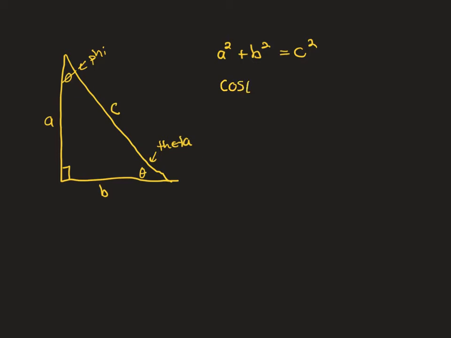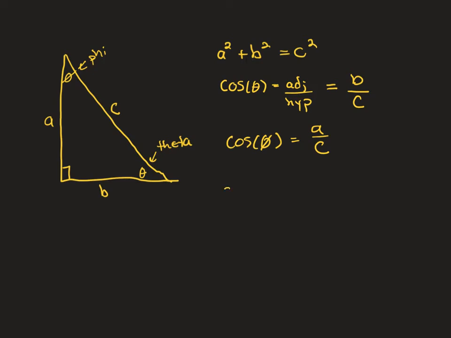Cosine of an angle is equal to adjacent over hypotenuse. So for the angle theta, the adjacent side would be b and the hypotenuse is c. However, if we want to do the cosine of phi, the adjacent side would be a and the hypotenuse would still be c. The definition of cosine means that we're not always using the same side divided by the hypotenuse. It depends upon what angle you're using inside the cosine function.